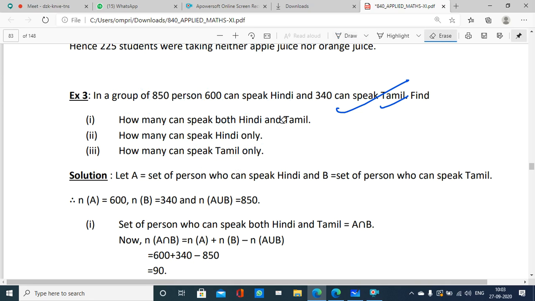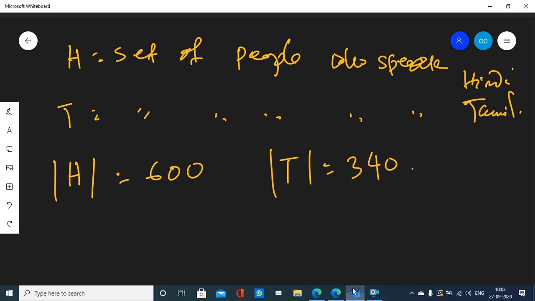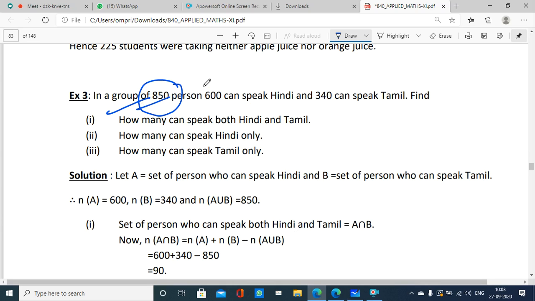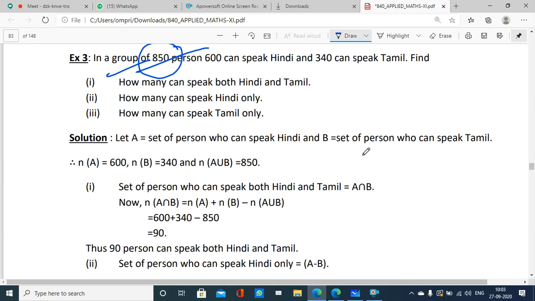Yes, sir. Here you have to automatically assume that all the 850 people in the group speak either Hindi or Tamil, at least one of them, because nowhere has it given any indication that there are some who do not speak either of these two languages. That's why we have to assume that. So let's assume that the cardinality of H union T is 850, total 850 people in the group. They speak either of them, right?